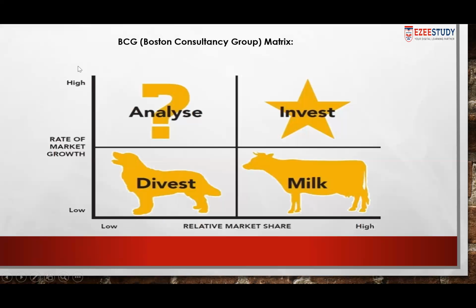Because the market of this product is growing, but we still don't hold a good share. So it asks for in-depth analysis to find out the reasons. Now, if the reason is because we haven't invested much in this product, then we must invest further to become the market leaders and convert this question mark into our star product. Or whatever the cause may be for having a low share, we should investigate that and see if we can improve those weak areas so that we can convert this question mark into our star product.